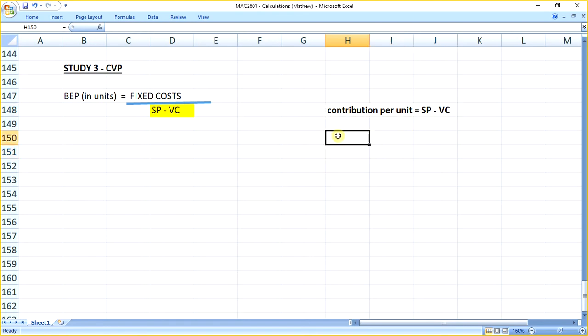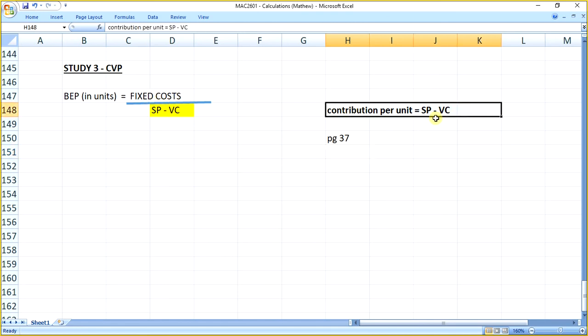You've got a formula that looks very similar on page 37. Break-even point: total fixed cost divided by the contribution per unit. Just remember the contribution per unit is selling price minus variable cost. Does that make sense? Yes. Okay, so that's the formula.